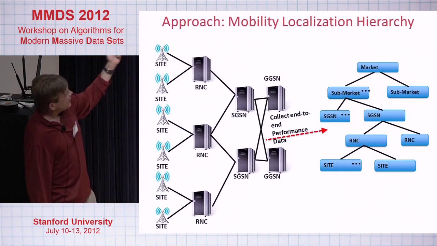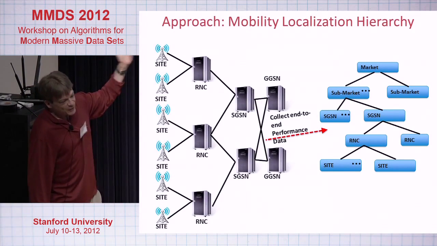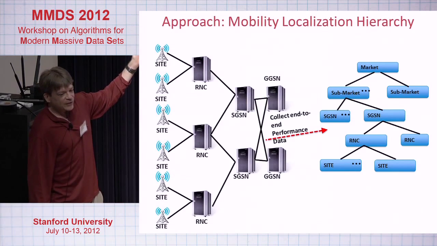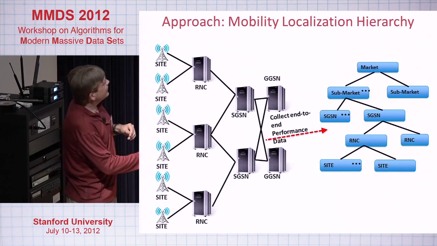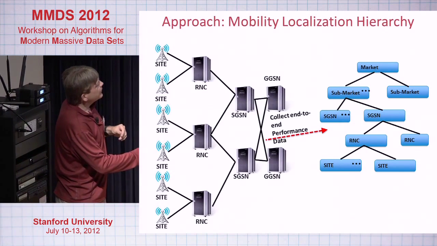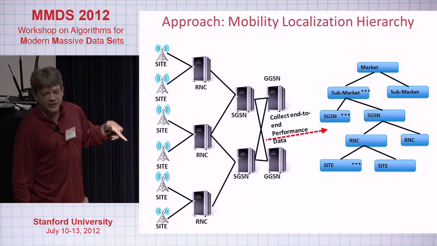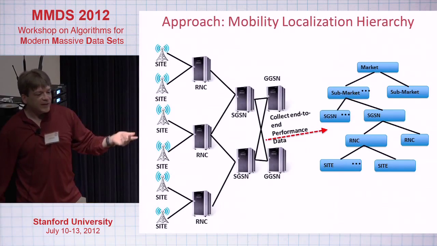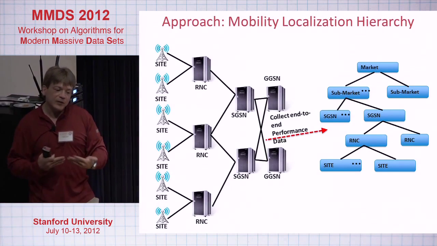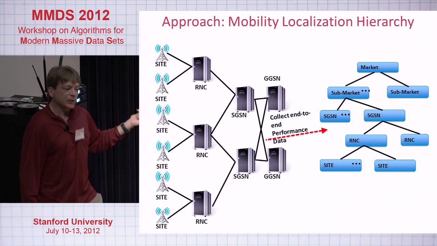Those things are connected to a serving GPRS support node. GPRS stands for General Packet Radio Service. That's the limit of my knowledge. Anyway, if a number of sites connected to the same RNC are having a problem, you might determine that the RNC is having an issue. If it's bigger than that, you might detect that the SGSN is having an issue, and so on and so forth. So locality information is very important in trying to interpret the data that you're getting.